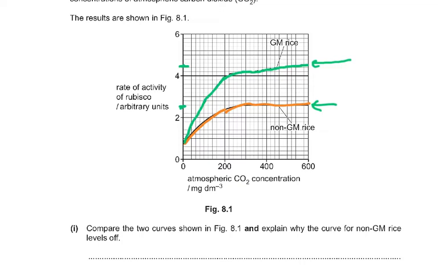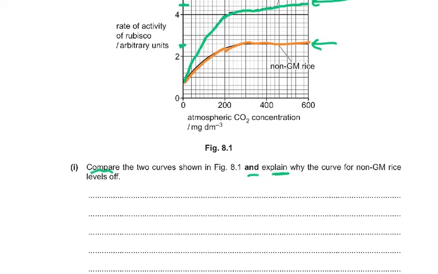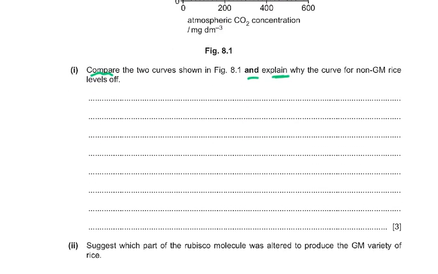Compare the two curves in figure 8.1. Explain why the curve for non-GM rice levels off. So first is a compare, and then there is an explain as well, why the curve for the non-GM rice levels off. Now this is for how many marks? This is for 3 marks.